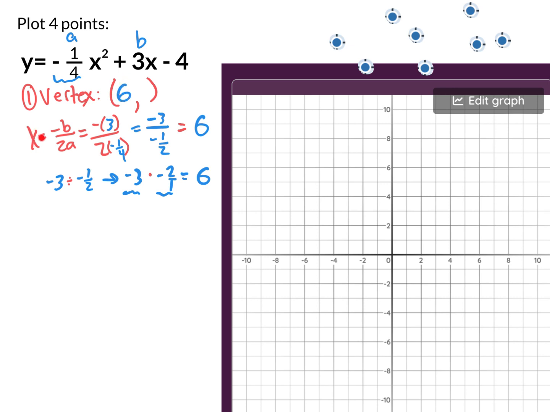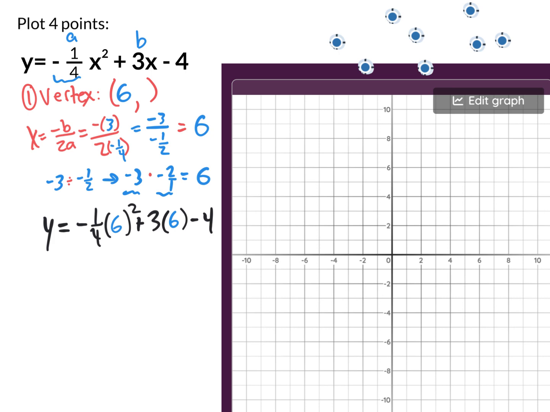This does say x equals positive 6. You need the y. All you have to do is plug in the x value of 6 into the x's of your original quadratic function. So when you write the quadratic function, replace your x's with parentheses. So y equals negative 1/4 x squared plus 3x minus 4. And we're plugging in that x value of 6 right in there.